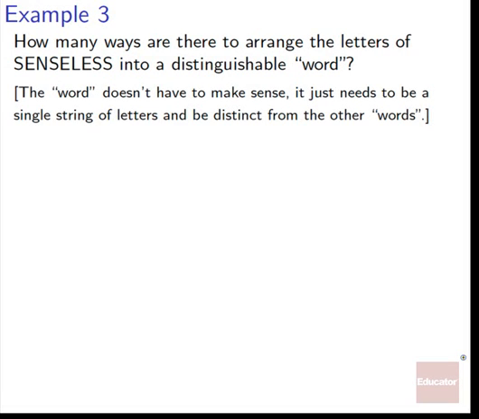Example 3: how many ways are there to arrange the letters of SENSELESS into a distinguishable word? Now, that's to say the word doesn't have to make sense. It just needs to be a single string of letters and be distinct from the other words, so different from another way of putting it. But most of these words, if not pretty much all of them, are not going to make sense. So let's work through this.